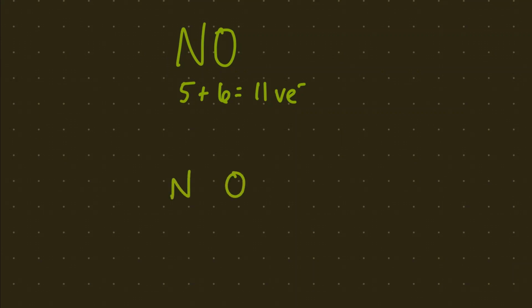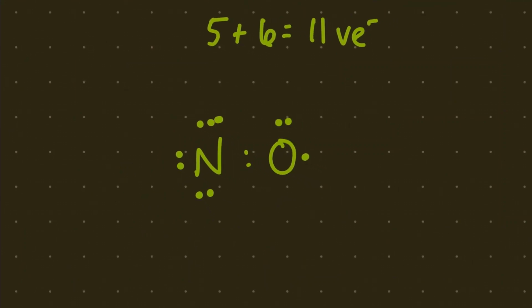Let's put our bonding pair right there, and then we have 9 more that we can put. So I can do 2, 4, 6, 8, 9. 2, 4, 6, 8, 10, 11. So that's one way we could do it. What else could we do? We could do 2, 4, 6, 8, 9. There's 11 total.